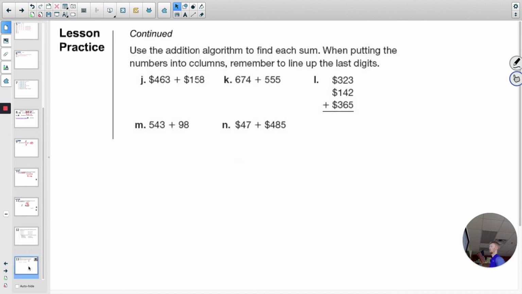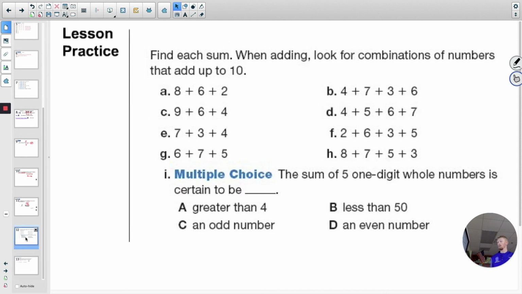All right, here is your lesson practice. It also goes all the way up to N. Okay, so this is good practice for you to add numbers together, right? Go ahead. And you can do this and be prepared next time in class.